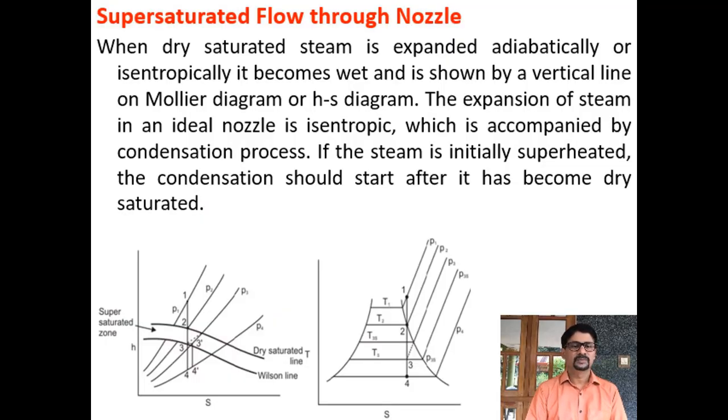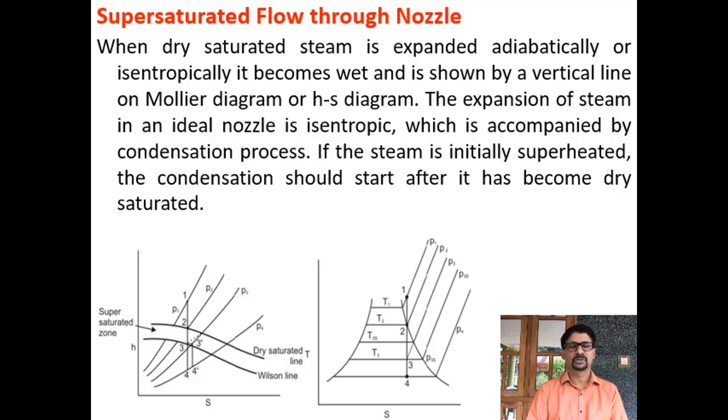So in this lecture, initially we will study about the supersaturated flow through the nozzle. Then we will take up a few numericals. So what is supersaturated flow? When dry saturated steam is expanded adiabatically or isentropically, it becomes wet and is shown by a vertical line on the Mollier diagram or HS diagram.